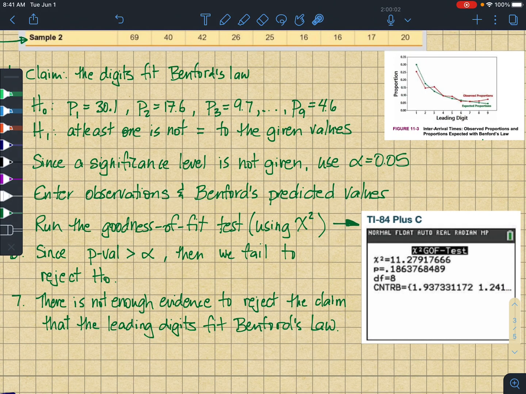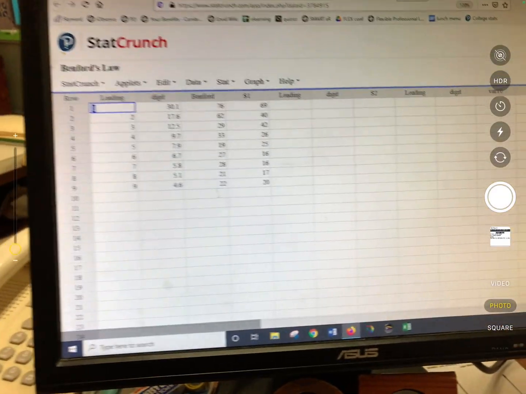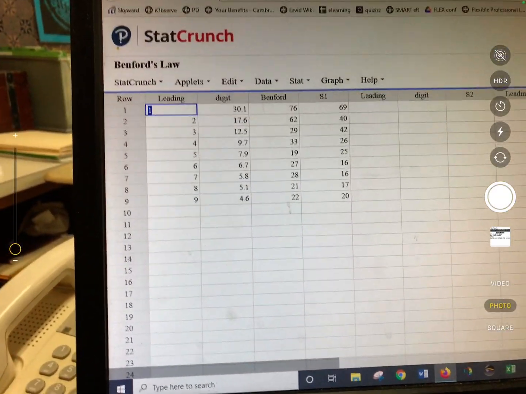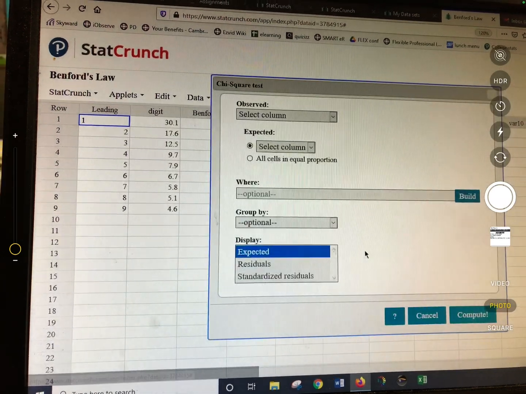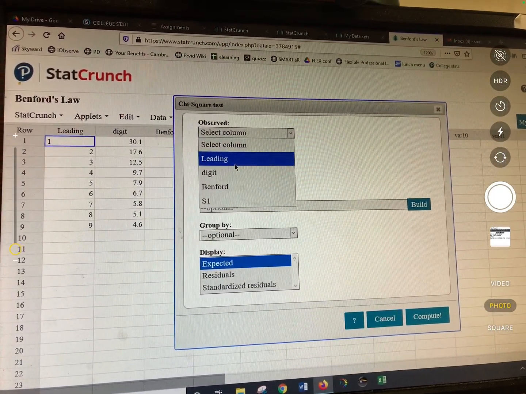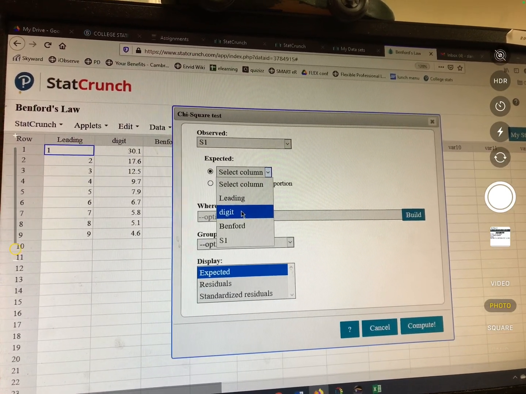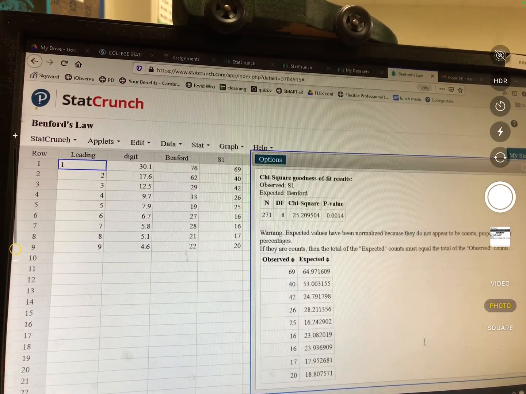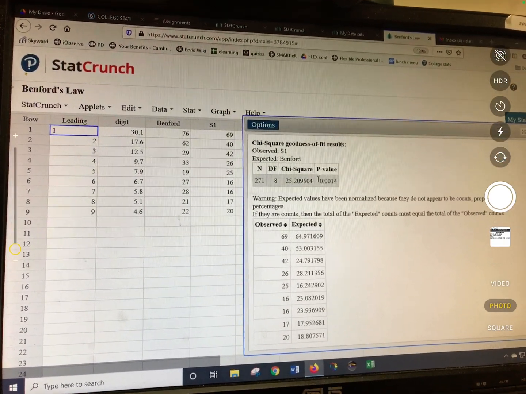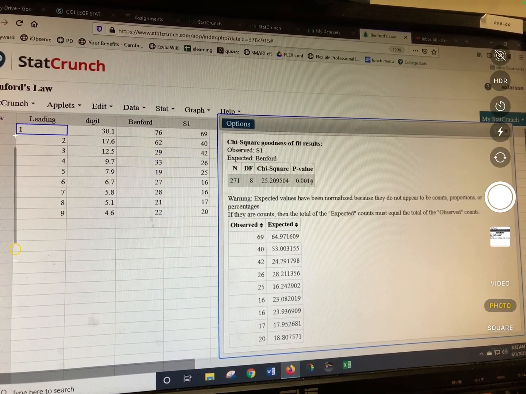So we enter these observations, and let me show you up here. Let's see if I can do this. Camera. Okay. And you're going to be going up to Stat and Goodness of Fit, Chi-squared. Observed is sample 1. Benford's is in Benford's, and compute. Okay, and there's our chi-squared value and our p-value.